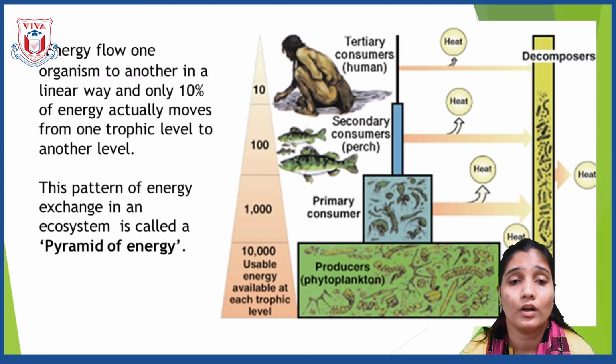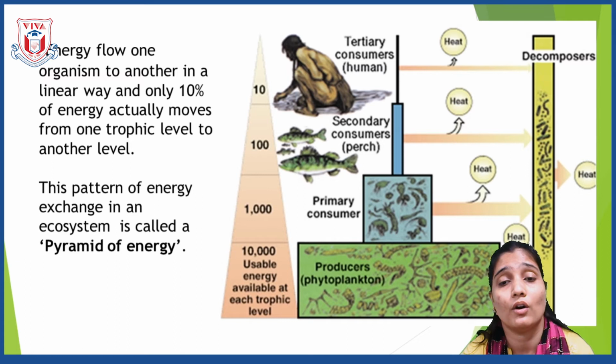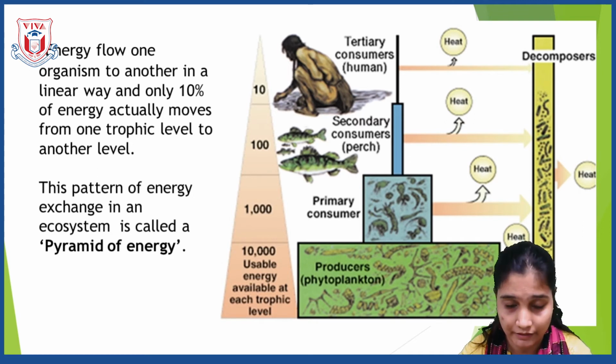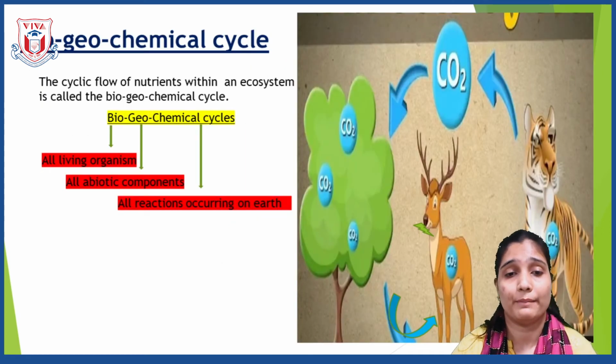So energy flows from one organism to another in a linear way. Only 10% of energy actually moves from one trophic level to another trophic level. And जेव्हा आपण वन लेवल टू नेक्स्ट लेवलकडे मूव्ह करतो तेव्हा आपली एनर्जी सुद्धा कमी होते आणि ऑर्गॅनिझमची क्वांटिटी सुद्धा काय होते? कमी होऊन जाते. आणि this pattern of energy exchange is called as pyramid of energy. या टाईपचे पॅटर्नची एनर्जी एक्सचेंज आहे त्याला आपण काय बोलतात? पिरामिड ऑफ एनर्जी. या व्हिडिओमध्ये आपण इतकंच पाहणार आहोत. नेक्स्ट बायोजिओकेमिकल सायकल ते आपण नेक्स्ट व्हिडिओमध्ये पाहूया. धन्यवाद. लेट्स स्टार्ट विथ बायोजिओकेमिकल सायकल.